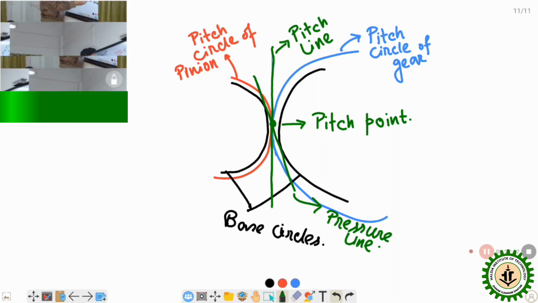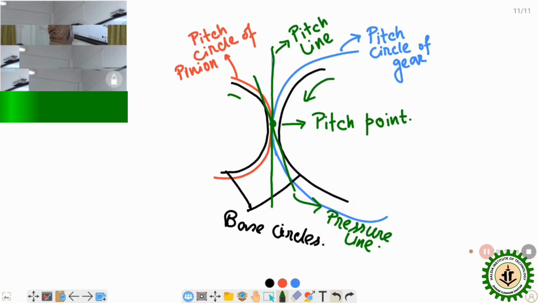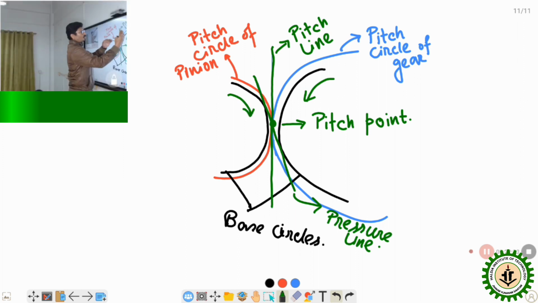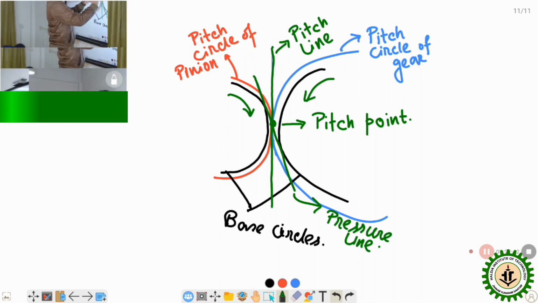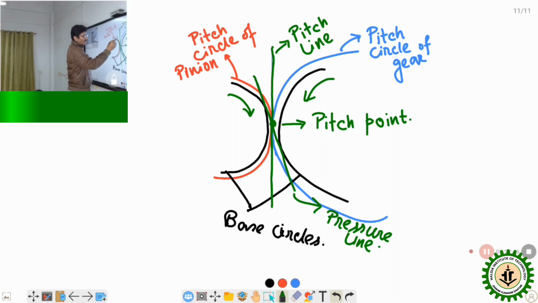Whenever the gear is moving in this direction and the pinion is moving in this direction, the tooth of the gear is giving a pressure over the tooth of the pinion so that it can rotate. So the direction of force applied by the gear on the pinion is in that direction, along the pressure line. The angle between the pressure line and the pitch line is known as the pressure angle.